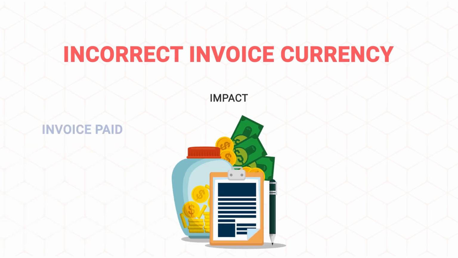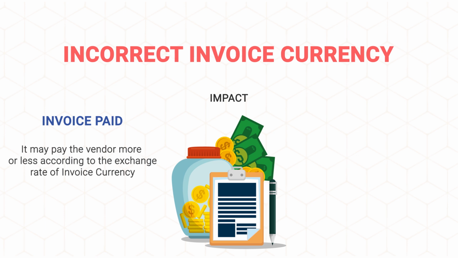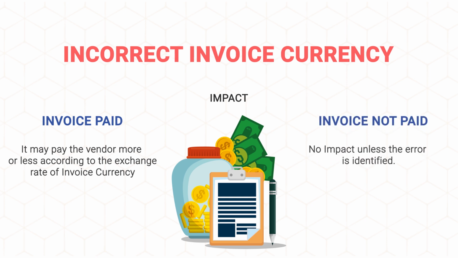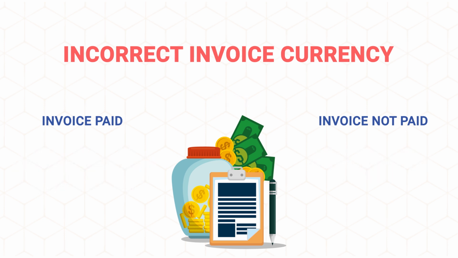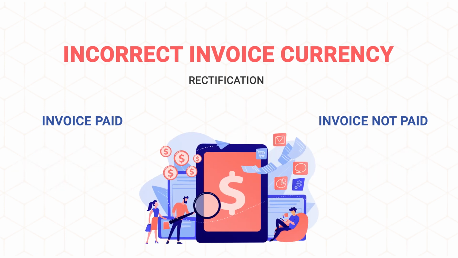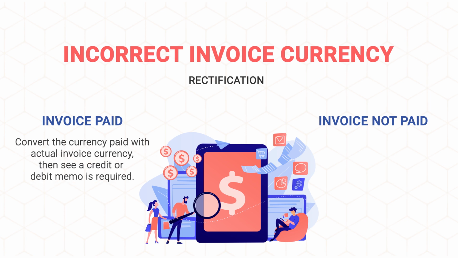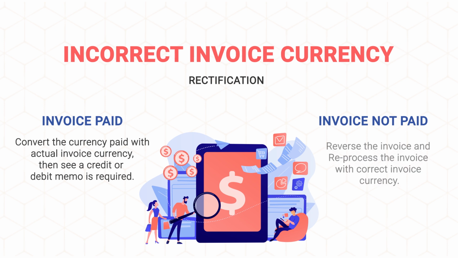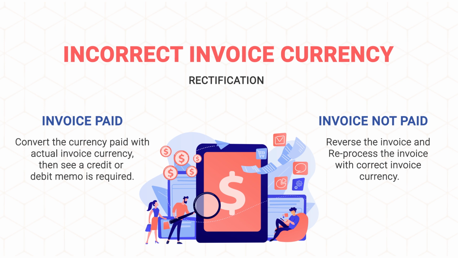Impact. Invoice paid. It may pay the vendor more or less according to the exchange rate of invoice currency. Invoice not paid. No impact unless the error is identified. Rectification. Invoice paid. Convert the currency paid with actual invoice currency, then see if a credit or debit memo is required. Invoice not paid. Reverse the invoice and reprocess the invoice with correct invoice currency.